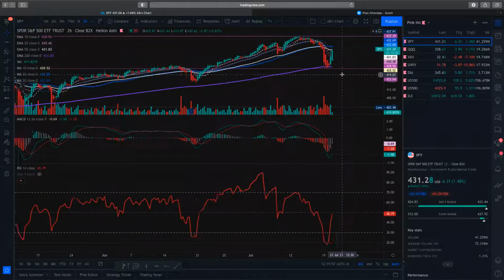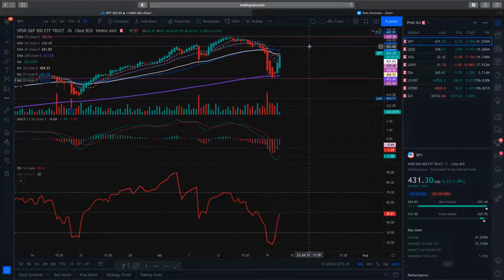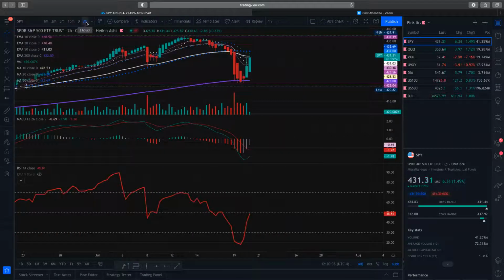Yep, and look at the SPY, guys. Right here, this is a nice bounce off the 200. And it's retesting the 50. And this is a 2-hour chart.